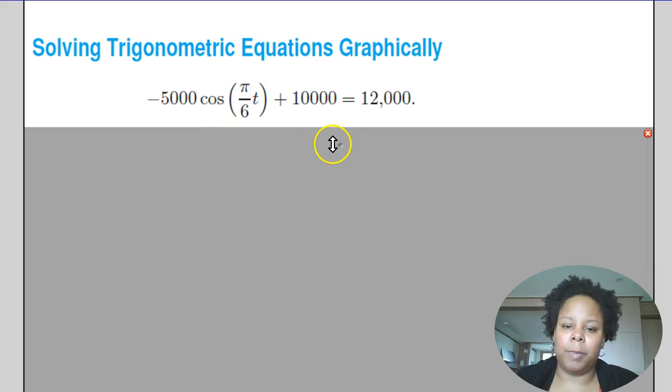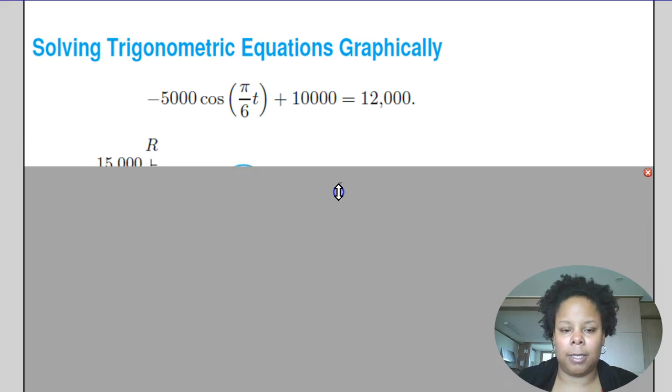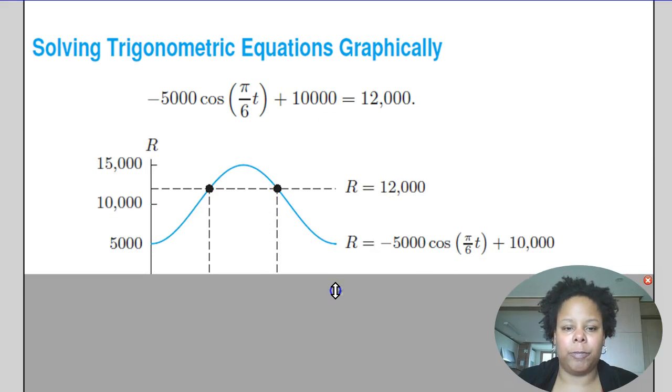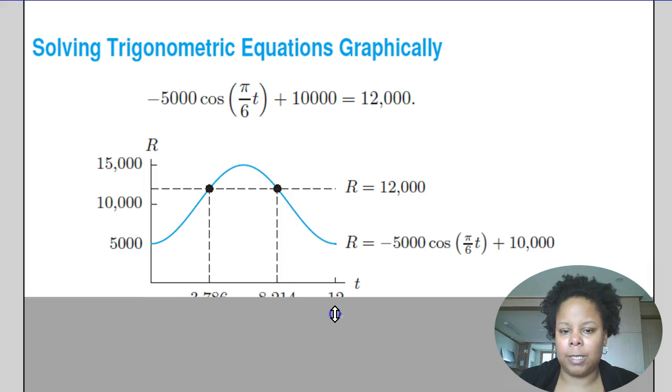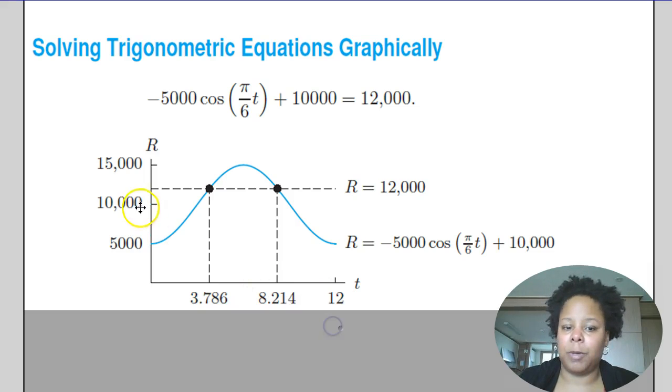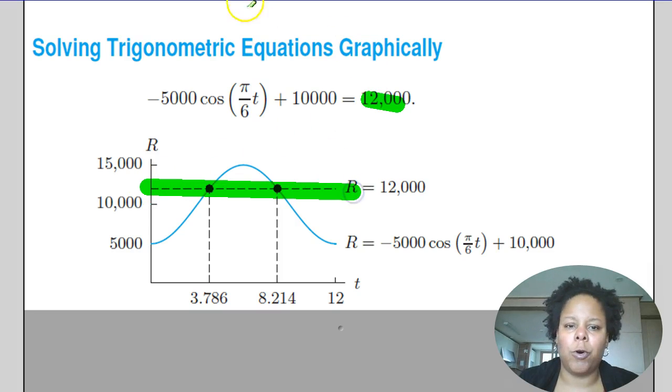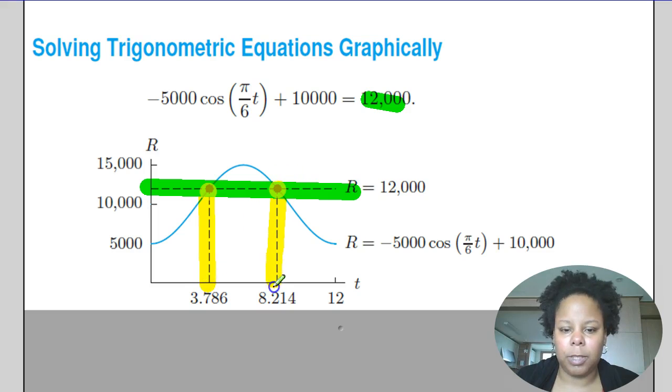Well, graphically means that I can graph each side of the equation. So I would graph over here in blue negative 5,000 cosine pi over 6 t plus 10,000. And the horizontal line is y equals 12,000. To find where they're equal, we find the points where they intersect, and the x values that make that occur could be identified approximately around these values.